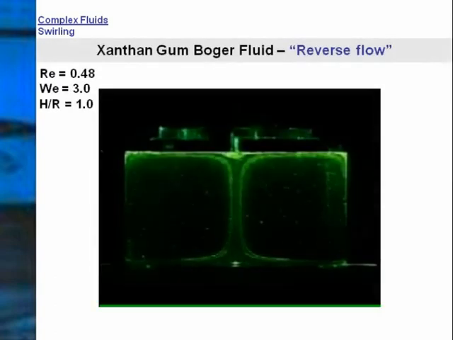We now see the reverse flow, which occurs in a xanthan gum-based Boger fluid when elastic forces dominate. So, for example, the flow now comes in at the rotating disc, up the central axis, out at the top lid, and down the vertical wall.